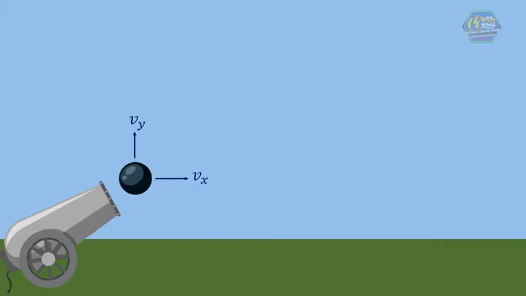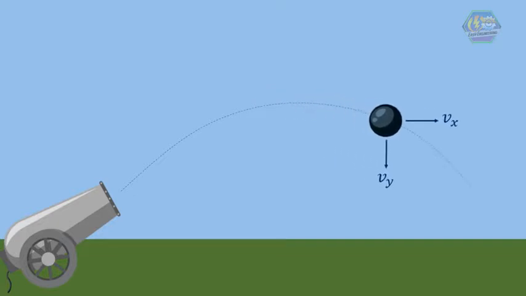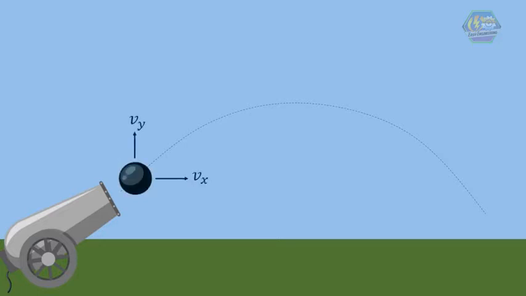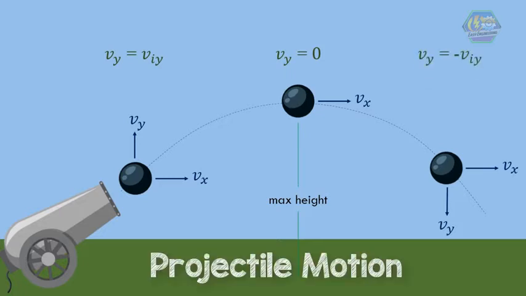To sum up everything, the velocity along the x direction is constant and the velocity along the y direction is changing with respect to its position. Initially, the velocity along the y direction is the initial value. When the cannonball reaches the maximum height, the velocity along the y direction becomes 0, and the velocity of the cannonball before it reaches the ground is equal to the initial velocity along the y direction, but in negative value.